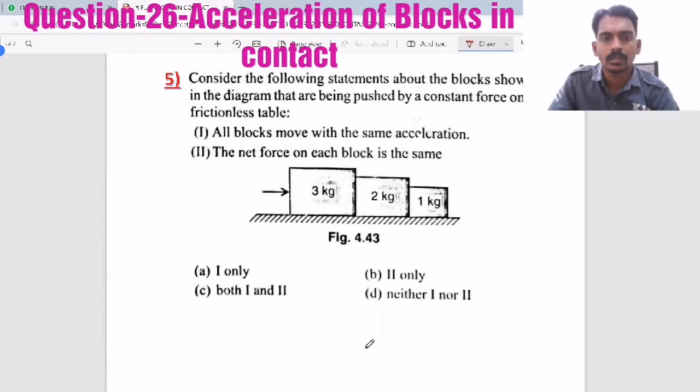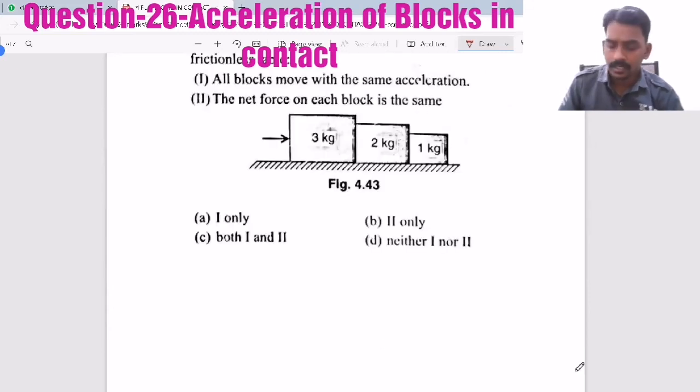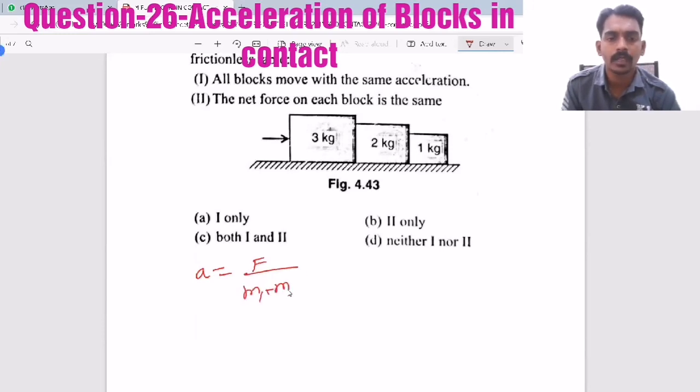Now one last and final question. Consider the following statements about the blocks shown in the diagram that are being pushed by a constant force on a frictionless table. All blocks move with the same acceleration. The net force on each block is the same. See, one thing is for sure, that all will move with the same acceleration, that we know already. a equals F by m1 plus m2 plus m3.